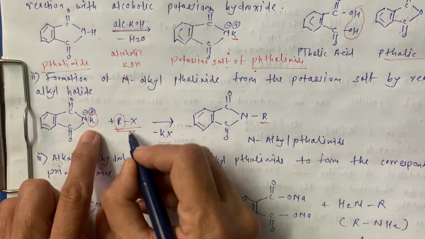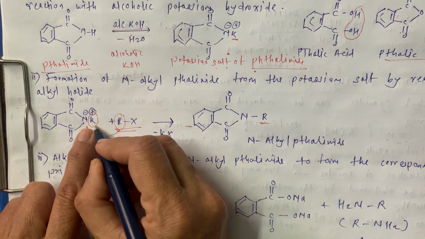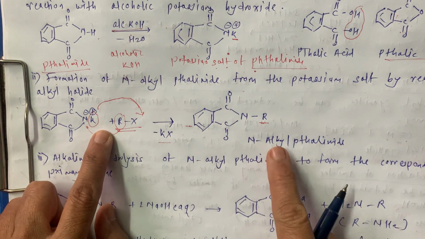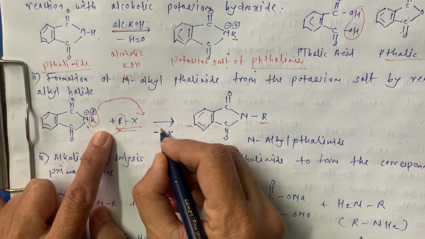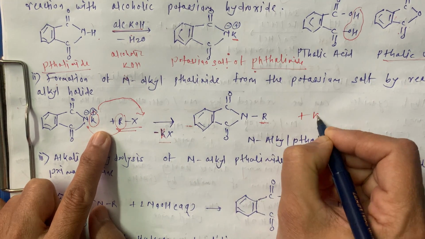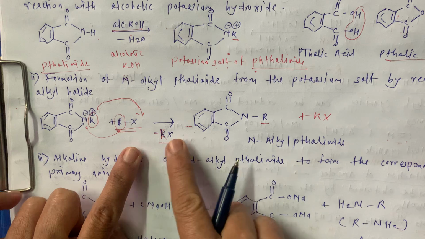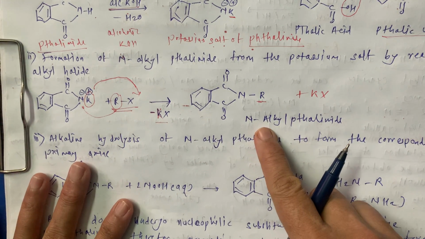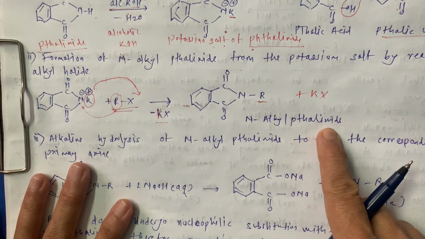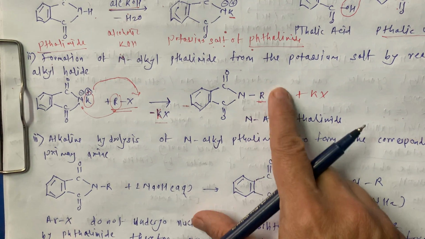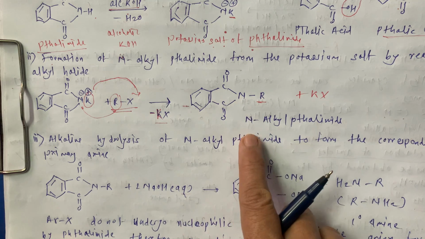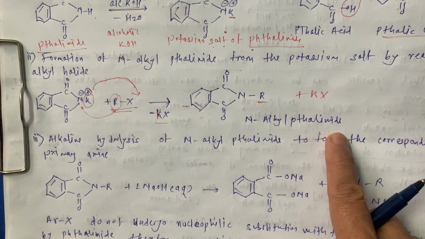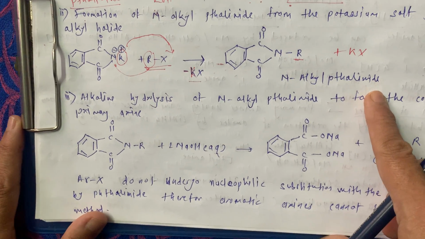So now R is attached here. And this K and X form KX, removal of KX, or you may write minus KX. And so there is formation of N-alkyl phthalimide. We know this thing, when an alkyl group is attached to N, we write N-alkyl phthalimide. Okay.